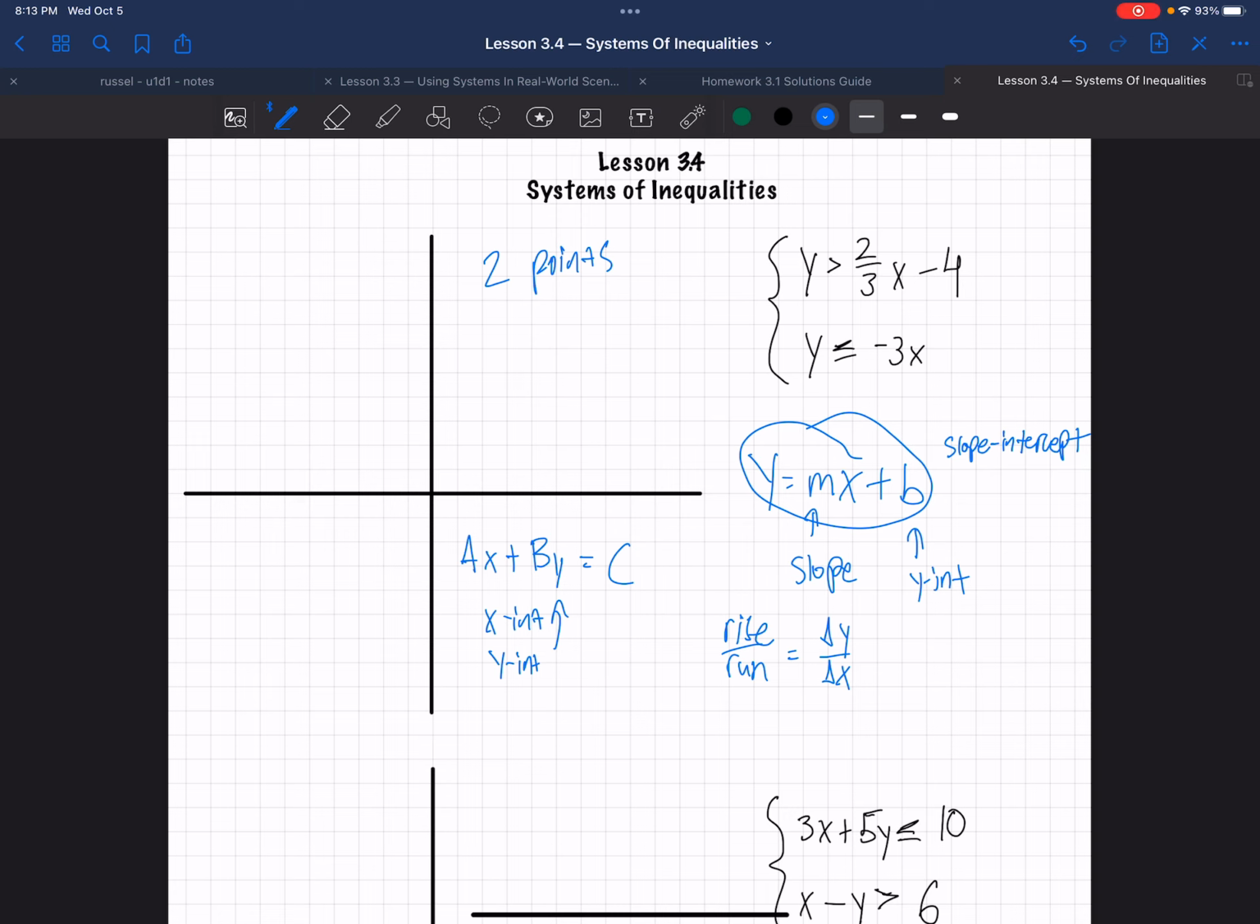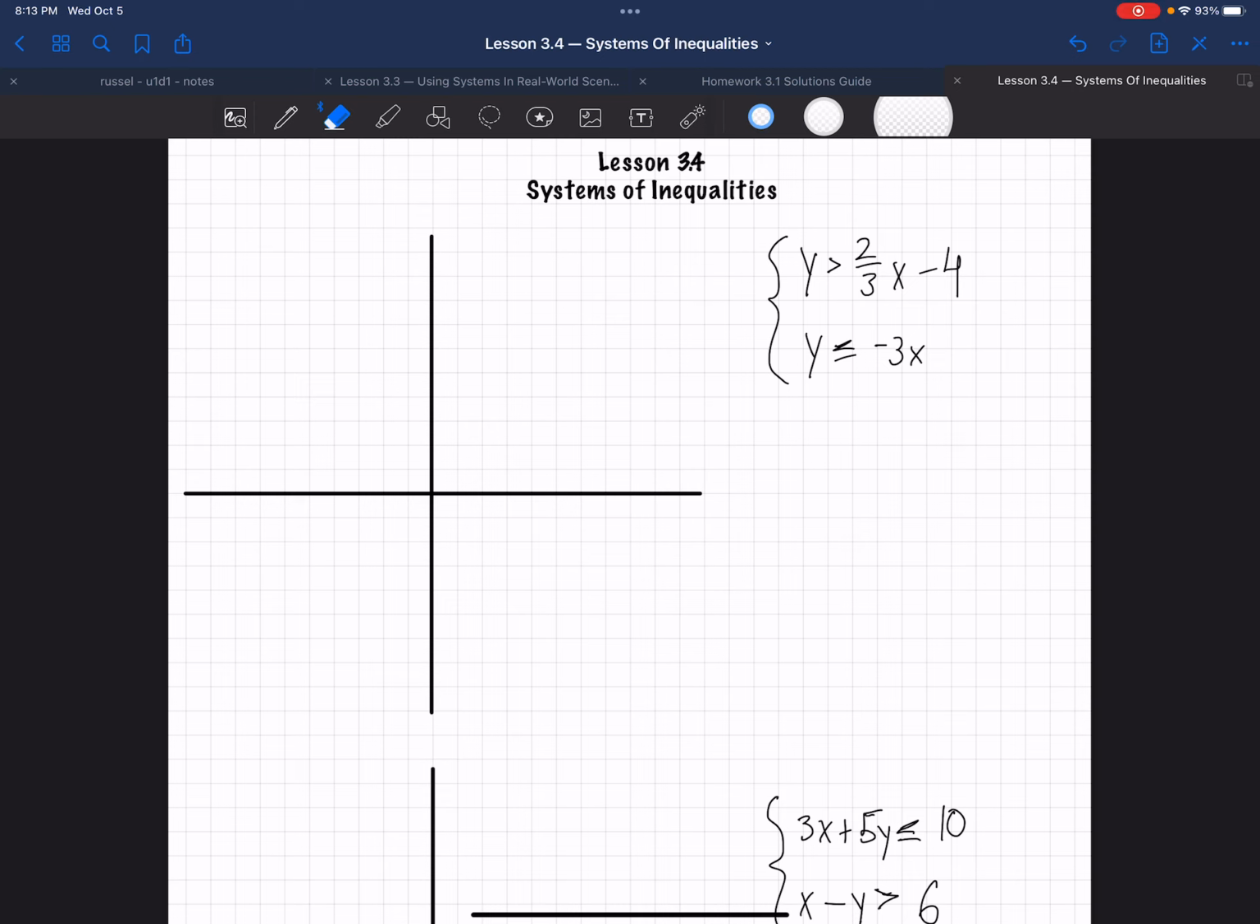Or you could change standard form into y equals mx plus b. To do that, you would just solve for y. So you'd subtract ax and divide by b, and then that would be slope-intercept form. And hey, who knows? Maybe there'll be one in point-slope form, right? Who knows? Okay. But let's start graphing these things.